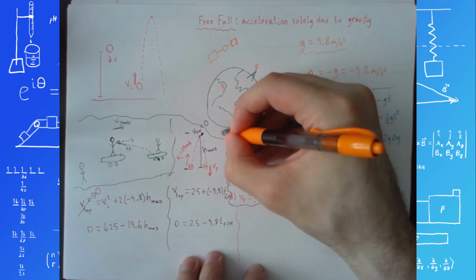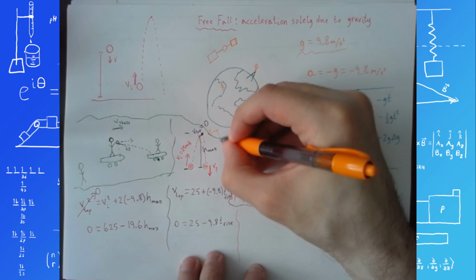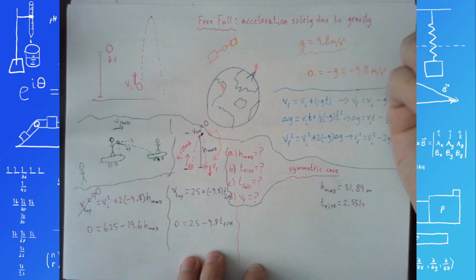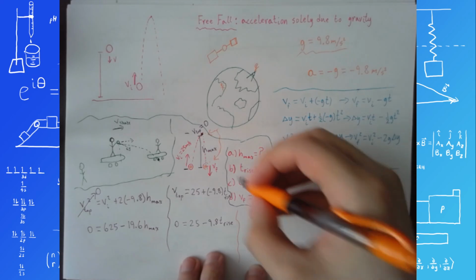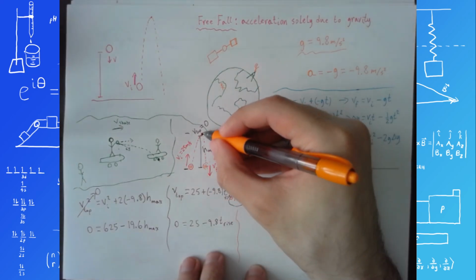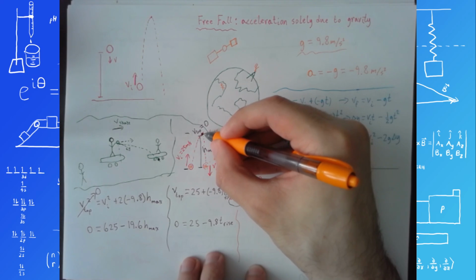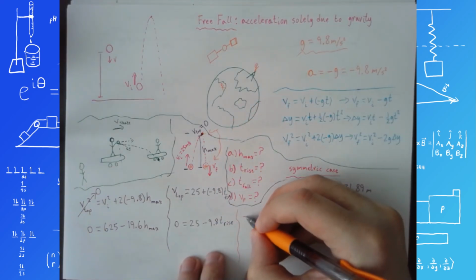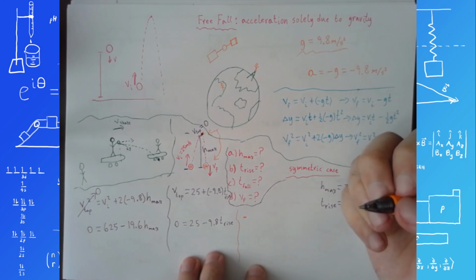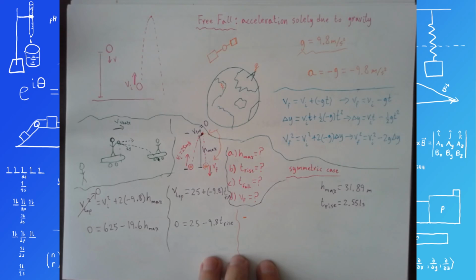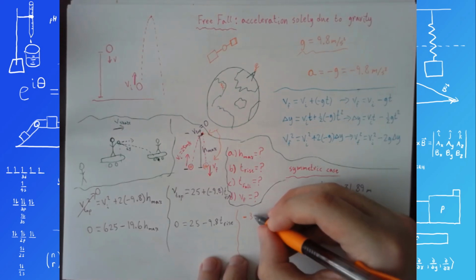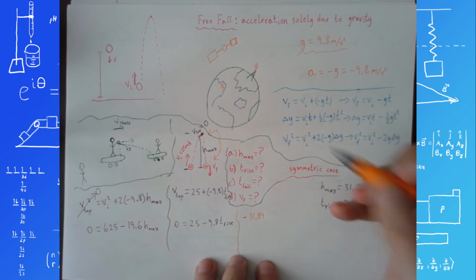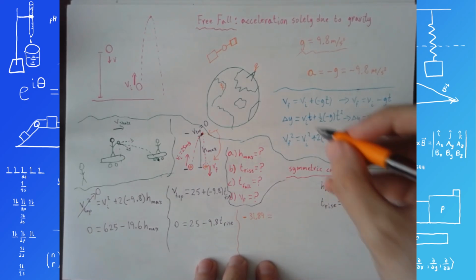So I'm working from here to here. That's a downward displacement. If I'm using this as my starting point for the equation, and this as my ending point, my displacement is downward, so I have to be careful here and say that this displacement has to be negative h max. We calculated h max earlier as 31.89. So that's my delta y equals negative 31.89.